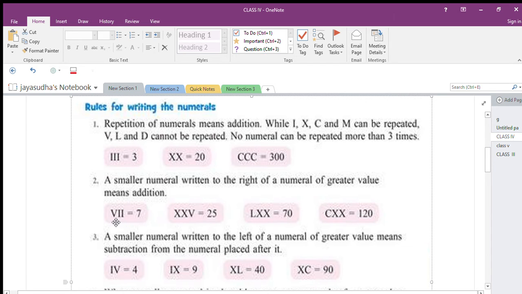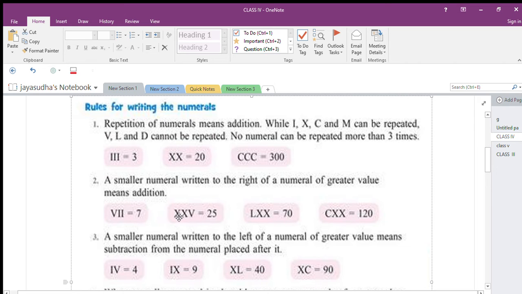Are you okay, children? This is the greater value. 5 is the greater value. After a greater value, any smaller value means you add. So 5 plus 1 is 6, 6 plus 1 is 7. Are you okay? Then move on to the next.